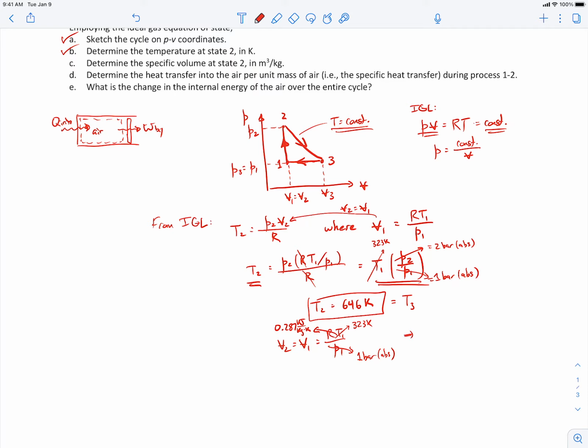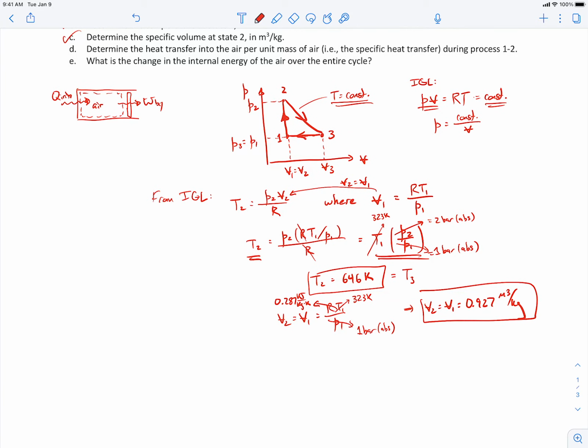But if we do that, then we have V2 is equal to V1. These are the specific volumes. That comes out to be 0.927 cubic meters per kilogram. So that's part C. Part D is to determine the heat transfer into the air per unit mass of air during process 1 to 2. So what is the heat transfer into the air as we go from 1 to 2?